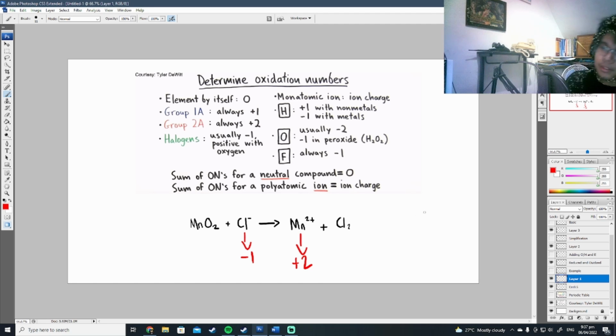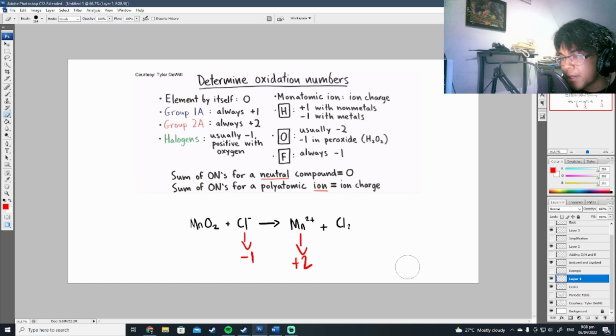So, oxygen will always equal negative 2 unless it's in peroxide, which is this equation right here. If it's in peroxide, the value of this oxygen right here is negative 1. Okay?